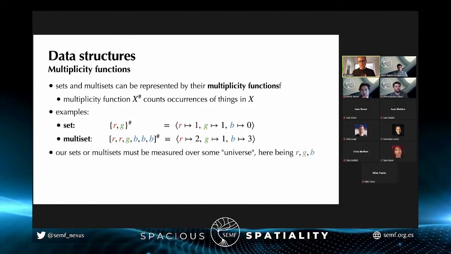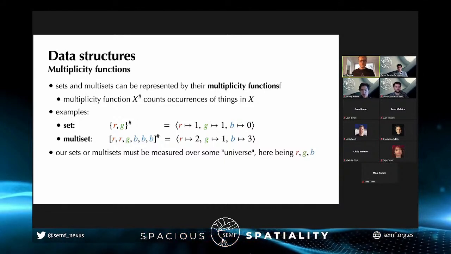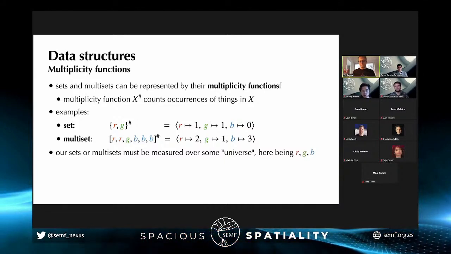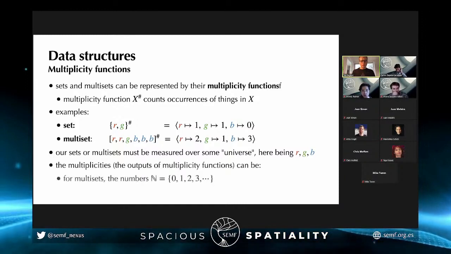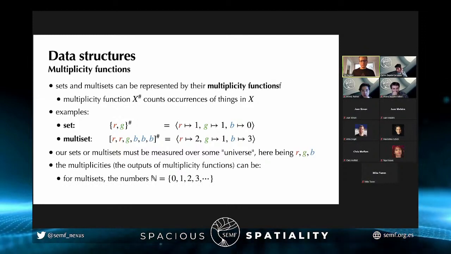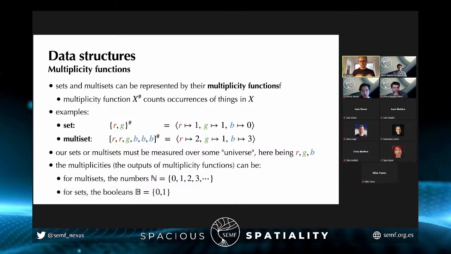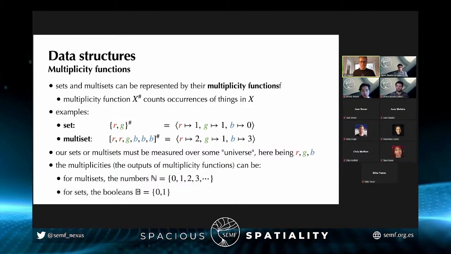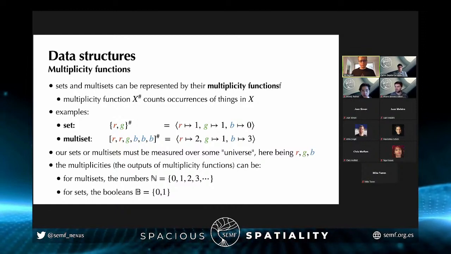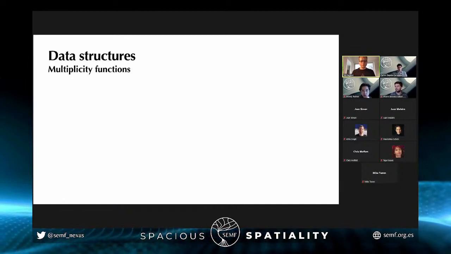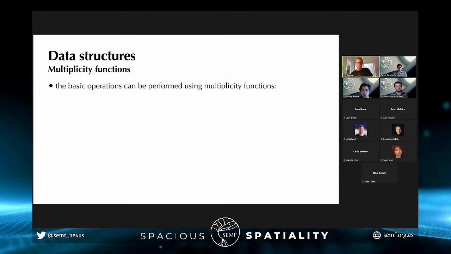Now, implicit in all of this is that there's some kind of base universe of elements that you're working with for a particular case. And in this case, they're just the three elements R, G, and B. For multisets, as I mentioned, the possible multiplicities of elements are the natural numbers. But for sets, they're the so-called Boolean numbers, 0 and 1, which form a mathematical structure called a semiring, kind of like a number system.